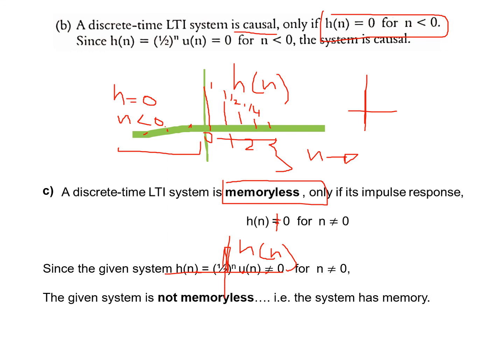Since the given system h of n equals half to the power of n is not equal to 0 for n not equal to 0, the system is not memoryless. Not memoryless means the system has memory. If it were memoryless, there would have been only one sample at the output, and the impulse response would have been only a single impulse. But because that condition is not met, this system has memory. So the given system is stable, causal, and has memory.